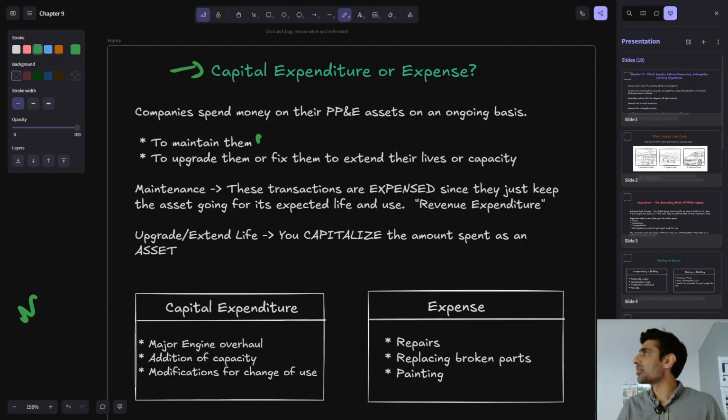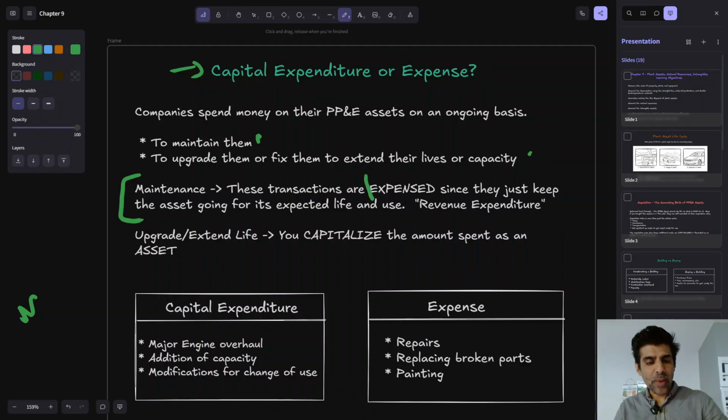So if we have vehicles, we've got to do oil changes and fix the tires and keep everything maintained. So we're going to spend money on that. Another one is that sometimes we're going to upgrade our assets. We're going to invest money to extend the life of the asset. These two things are going to be treated differently when we account for them.